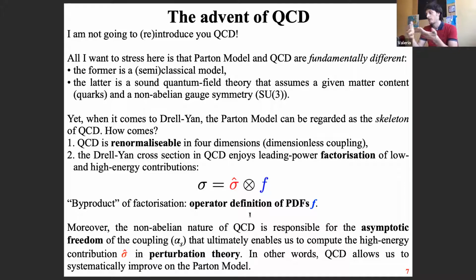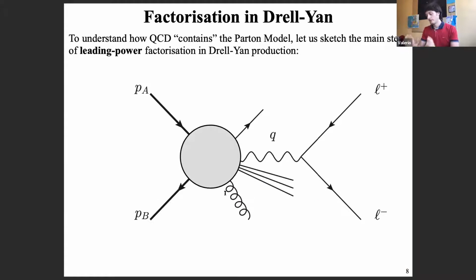And so this means that we are enabled to use perturbation theory to compute the high energy part of the cross section. In other words, we can regard QCD as an improvement on the parton model. And factorization also enables us to use QCD to systematically improve on the parton model by computing more and more perturbative corrections. So now I just want to sketch a proof of factorization for Drell-Yan.